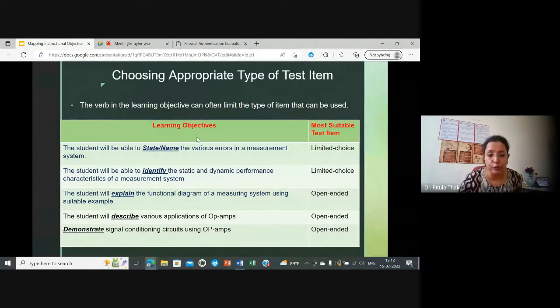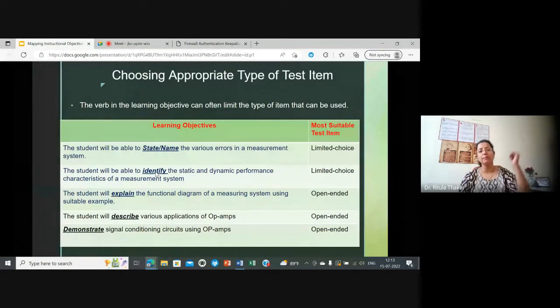So from the various verbs which are given in the learning objectives, you have to choose the most suitable test item. Similarly, if the learning objective is the student will be able to identify the static and dynamic performance characteristics of a measurement system. So you have the learning objectives with you. For these learning objectives, how will you decide which is the most suitable test item? What is the verb here? Identify. Again, identify means he has got a limited choice. So for this particular learning objective, it is better to give the student a test item which is more of a limited choice, which we have just seen in the previous slide.